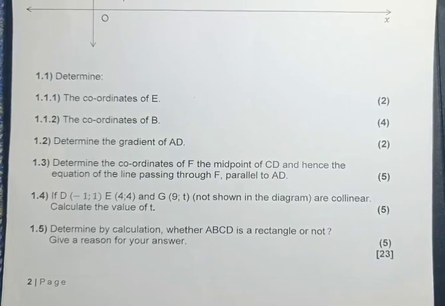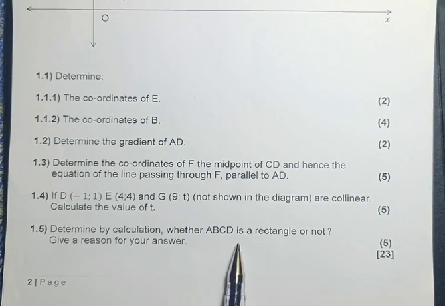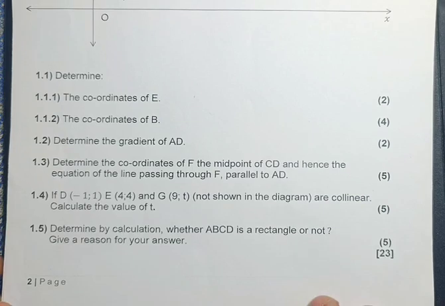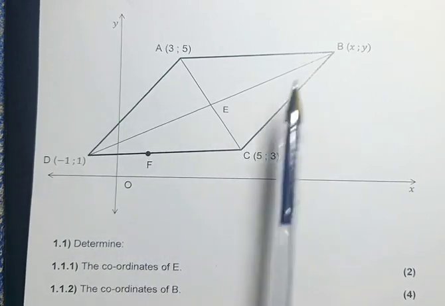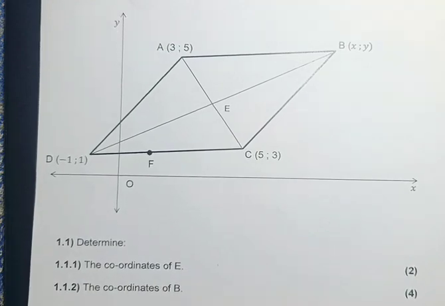So this is the last question. He said determine by calculation whether ABCD is a rectangle or not. Give a reason for your answer. It is a 5 mark question. We need to determine by calculation whether ABCD is a rectangle or not.